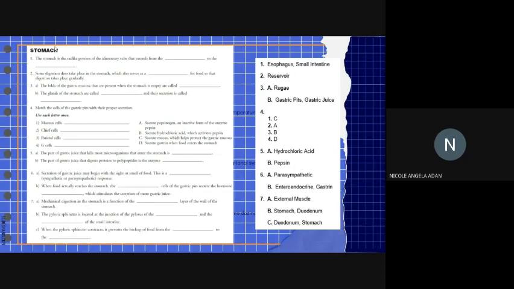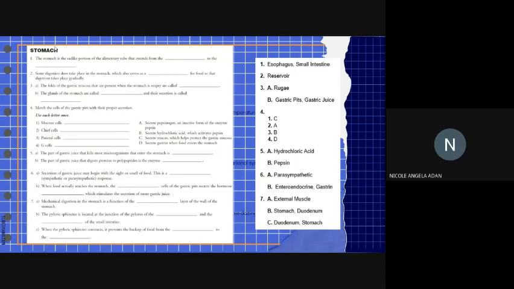Number two, some digestion does take place in the stomach, which also serves as a reservoir for food so that digestion takes place gradually. 3. A. The folds of the gastric mucosa that are present when the stomach is empty are called rugae. B. The glands of the stomach are called gastric pits and their secretion is called gastric juice.